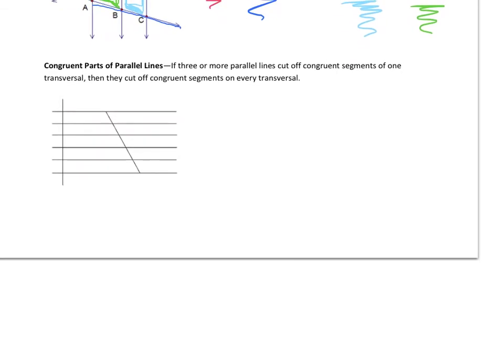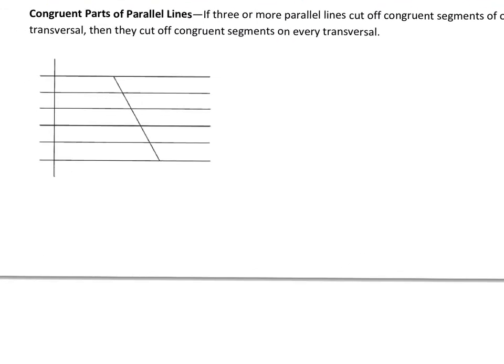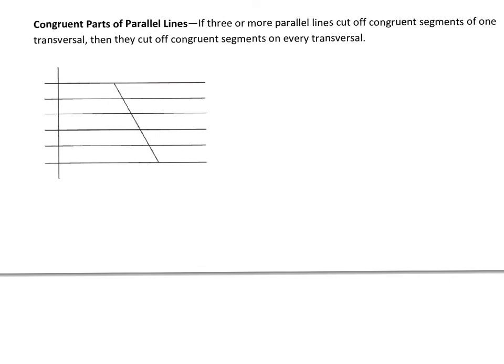The last thing is congruent parts of parallel lines. So here we have a ton of parallel lines. I'm going to make this a little bigger so I can draw on it. Here I'm saying that this is parallel to this. All of these lines are parallel. And then they cut off congruent segments of one transversal. So let's say I'll start with the transversal on the left here. So all of these little pieces are going to be congruent. So they're all a congruent distance apart. So they're these lines that are all parallel and all the same distance apart.